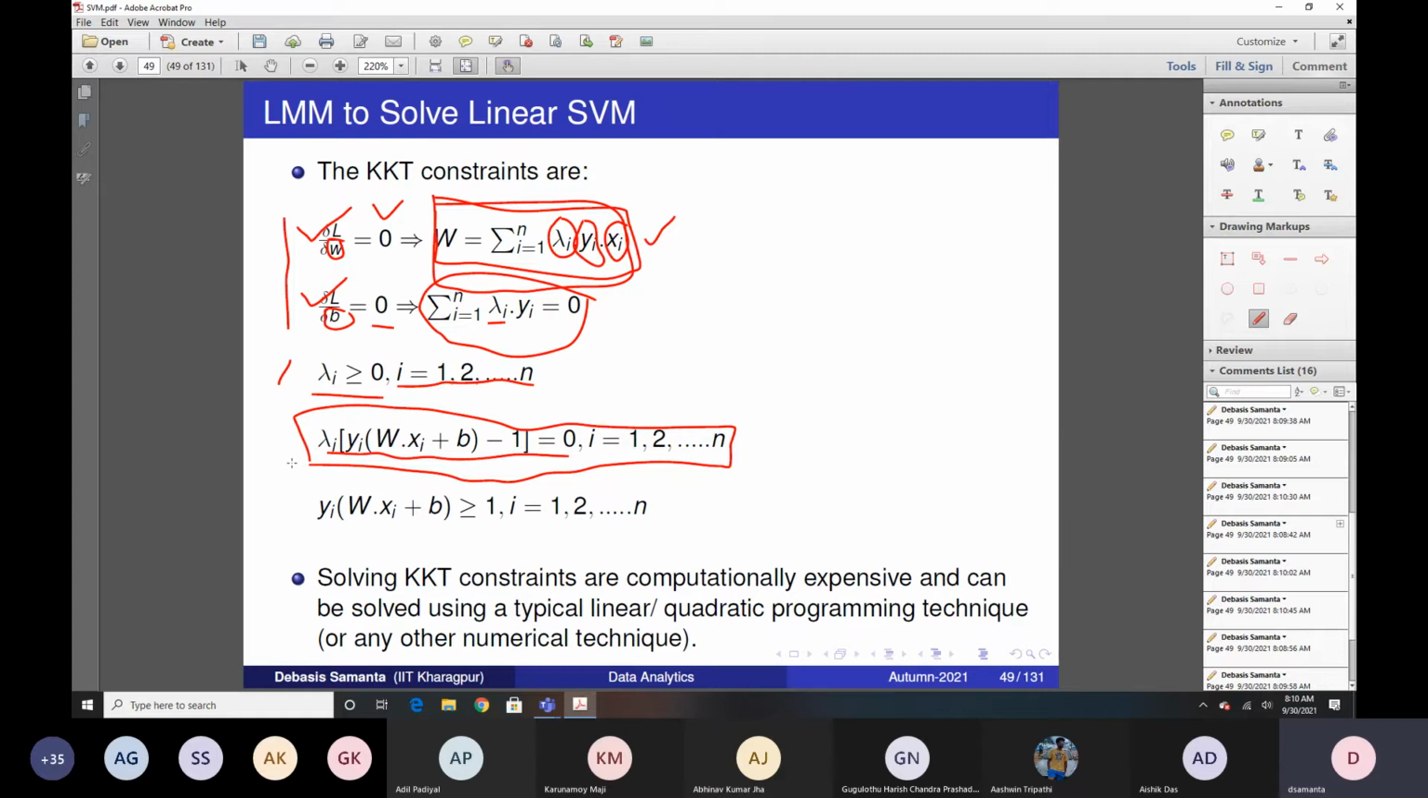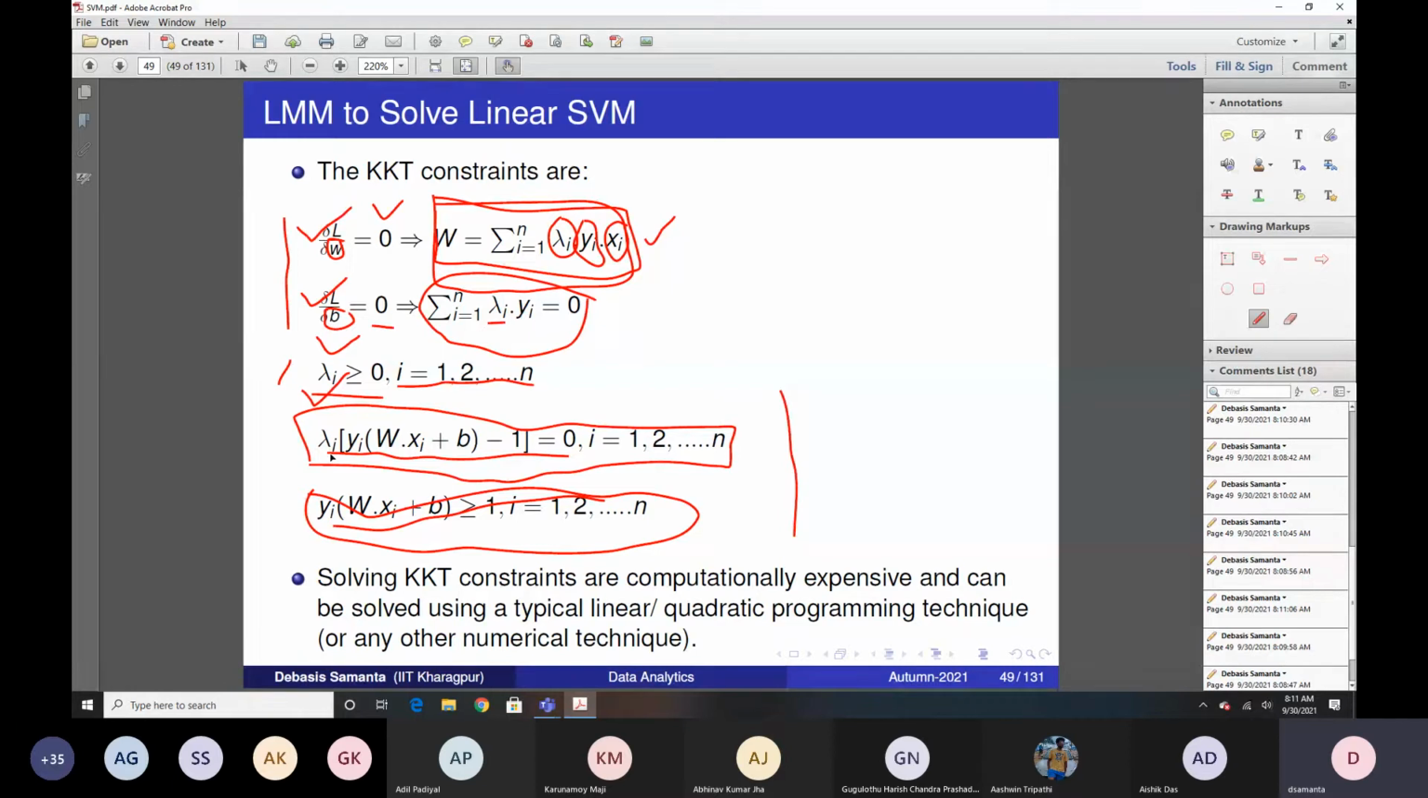I will explain it. So lambda_i times (y_i (w·x_i + b) − 1) equals 0. That is, lambda_i into the constraint equals 0. And this constraint is already there, so as far as our optimization problem is concerned, that also needs to be satisfied. So here the idea is that all these unknown parameters w and b, and all lambda_i should satisfy these constraints.